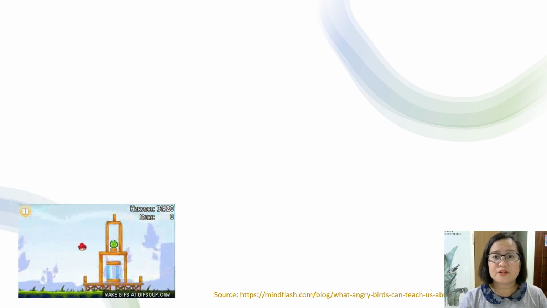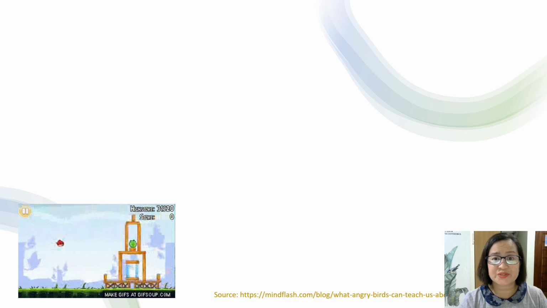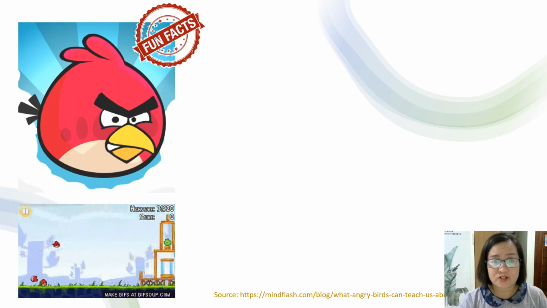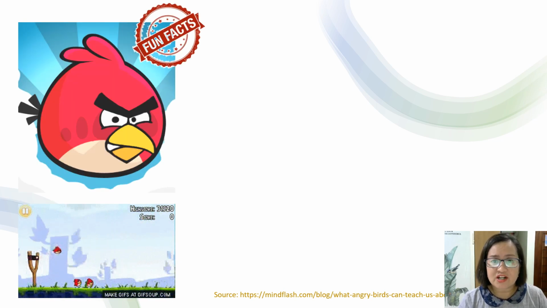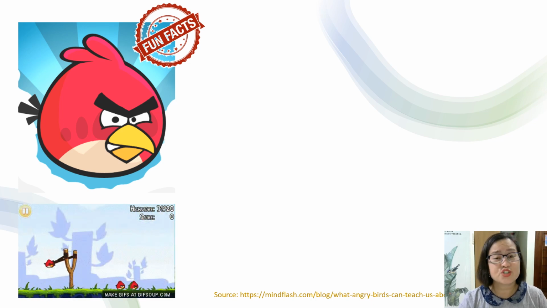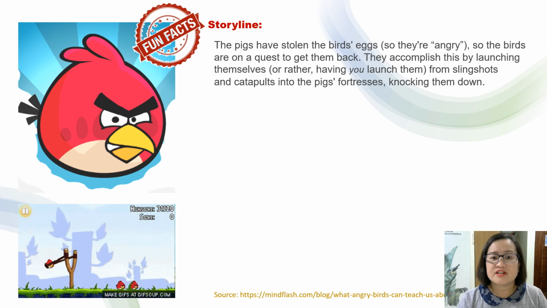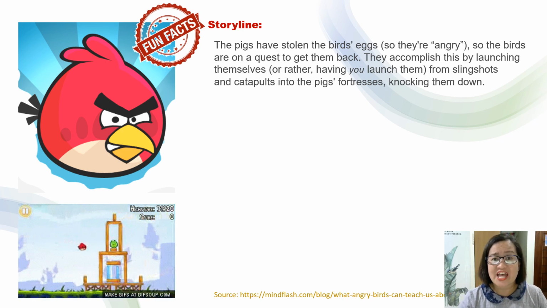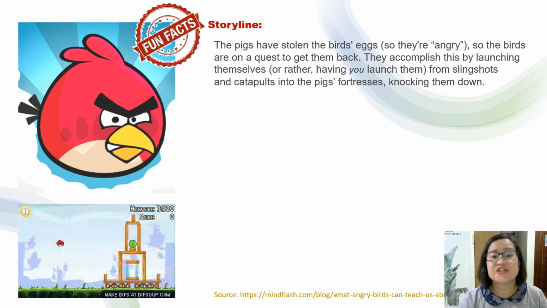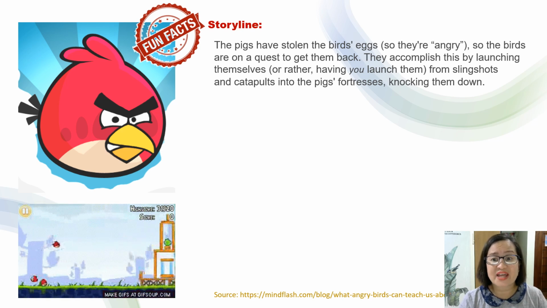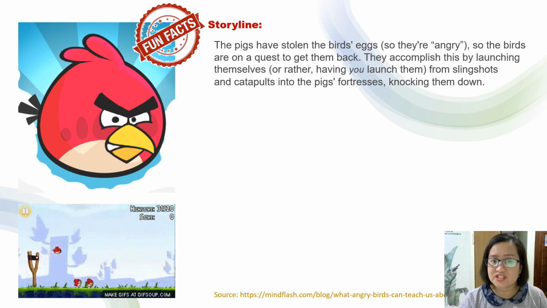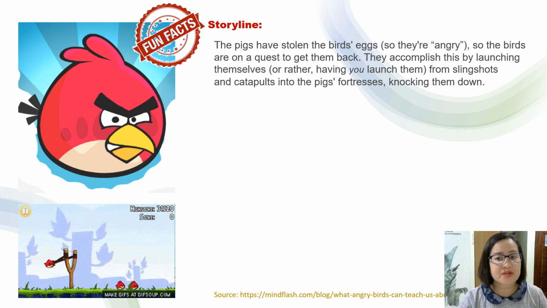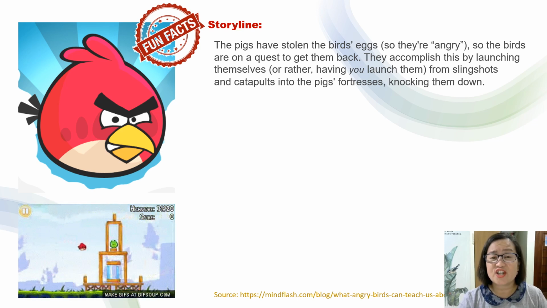Are you familiar with the game flash on the screen? You're correct. The game is entitled The Angry Birds. Do you know why the birds are angry? The pigs have stolen the birds' eggs, so they're angry. The birds are on a quest to get them back. They accomplish this by launching themselves, or rather, having you launch them from slingshots and catapults into the pigs' fortresses, knocking them down.